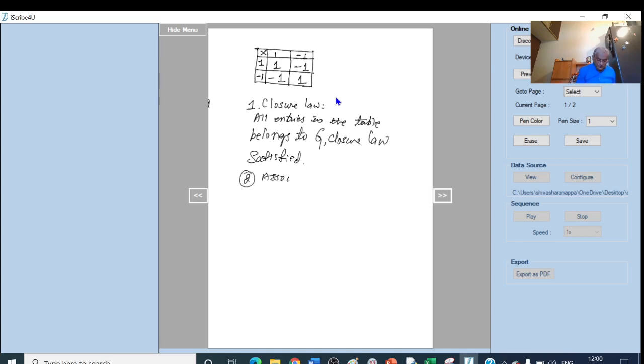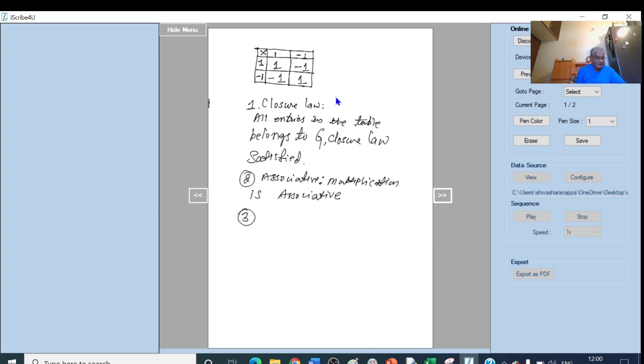Associative. We can write here: multiplication is associative. That is, in general, A into BC equals AB into C is satisfied, and we know multiplication is associative. Therefore, the associative law is satisfied.